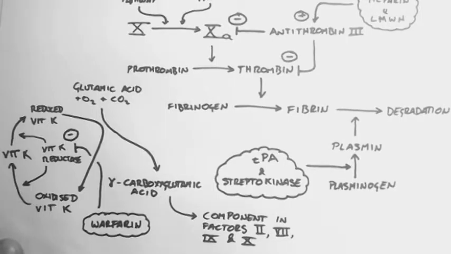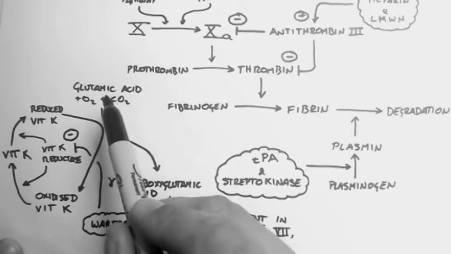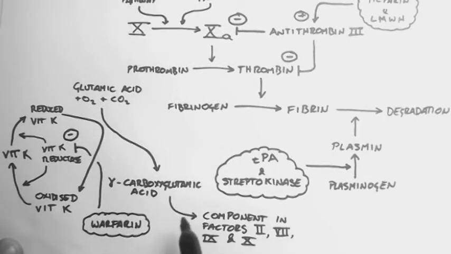Therefore, no reduced vitamin K is produced, and no gamma carboxyglutamic acid is produced. Therefore, factors 2, 7, 9, and 10 can't be produced, and the coagulation cascade doesn't work. And that's an overview of haemostasis, anticoagulants, and thrombolytics.